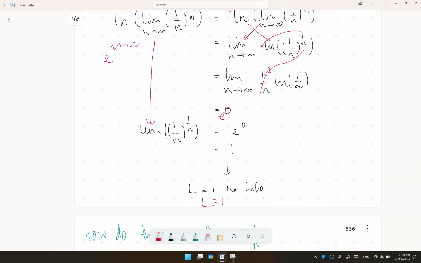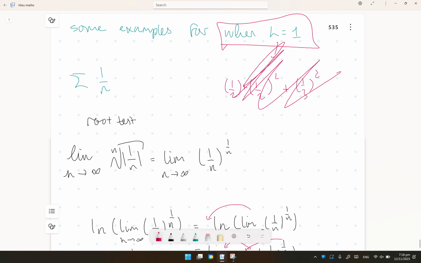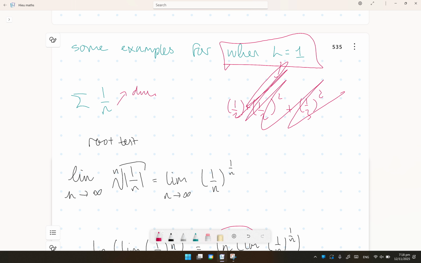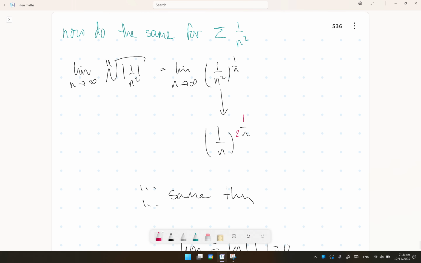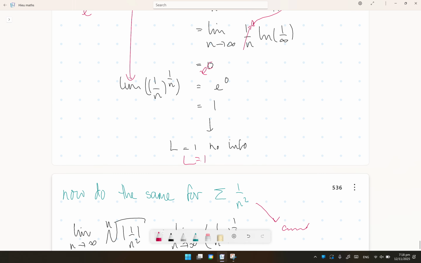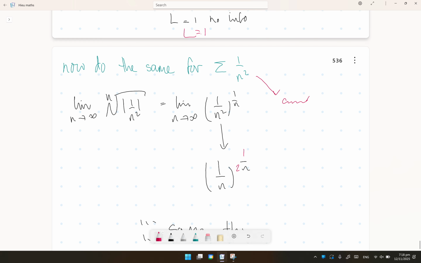And the idea is that 1 over n, we know this is divergent. But then 1 over n squared, we know this is convergent. But then they both got L equals 1. And so that's the idea. If you get L equals 1, it tells you nothing.